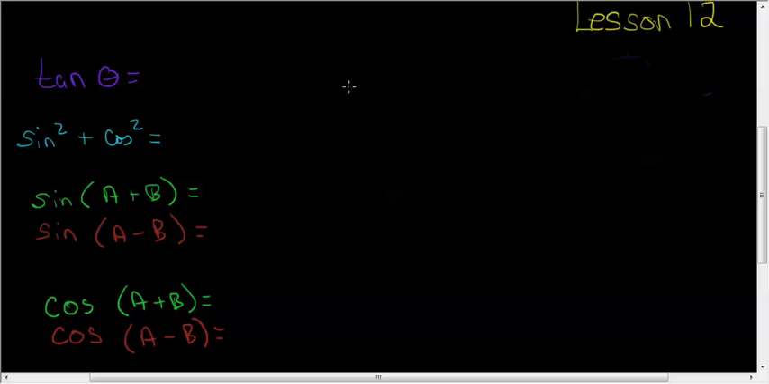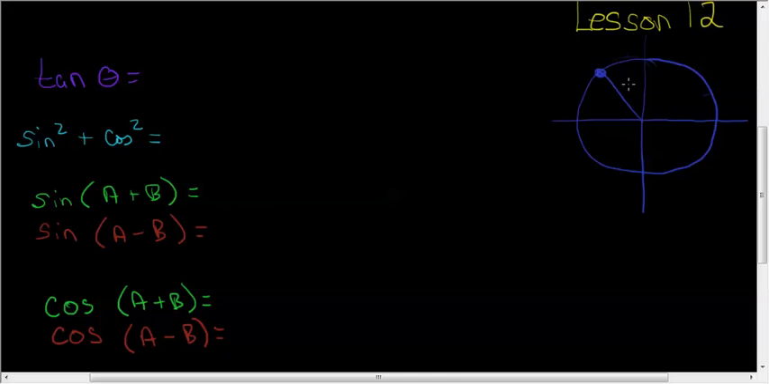Okay, welcome to Lesson 12. Let's think about the unit circle here for a minute. What we've been practicing in our homework lessons is that no matter what point I'm at on the unit circle, the hypotenuse is 1, the x value is the cosine, the y value is the sine. All right, so looking at this unit circle, what do we see?